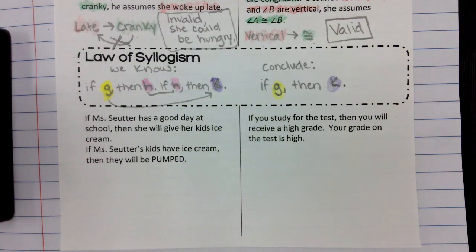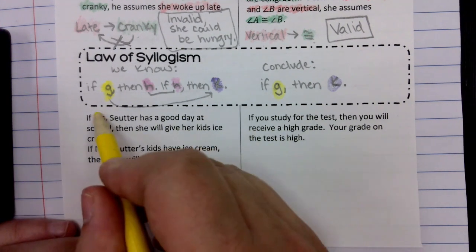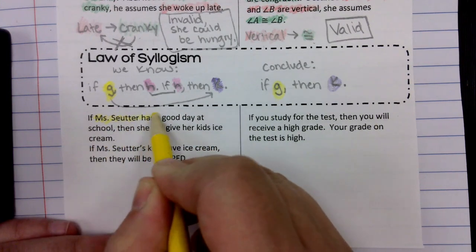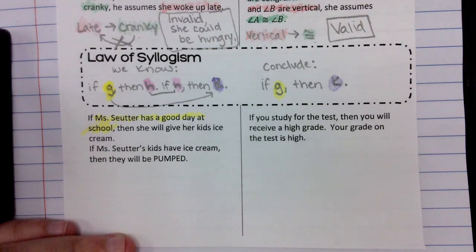Alright, if Miss Sawyer's kids have ice cream, then they will be pumped. So, does it start the same way we left it off? Oh, yeah. She'll give her kids ice cream. If Sawyer's kids have ice cream, so they get ice cream, so it's the same color, then they will be pumped.